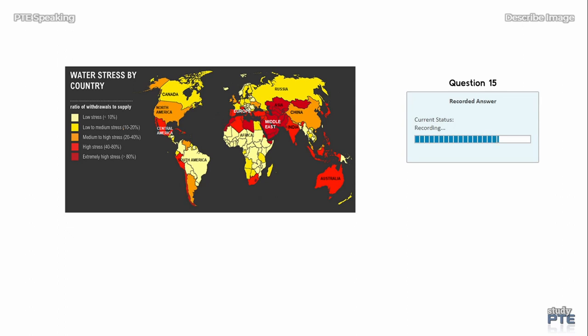In conclusion, it can be stated that this image shows very crucial information about water stress in various countries.